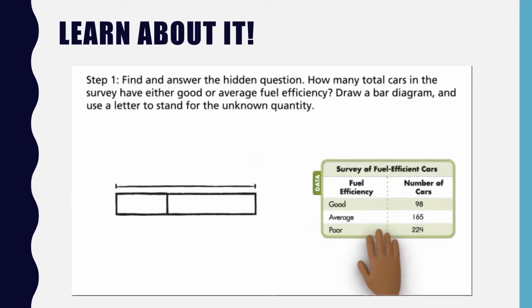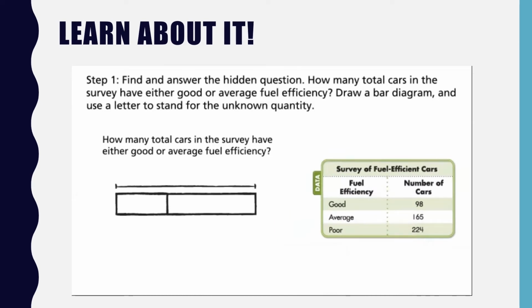Step 1. Find and answer the hidden question. How many total cars in the survey have either good or average fuel efficiency? Draw a bar diagram and use a letter to stand for the unknown quantity.